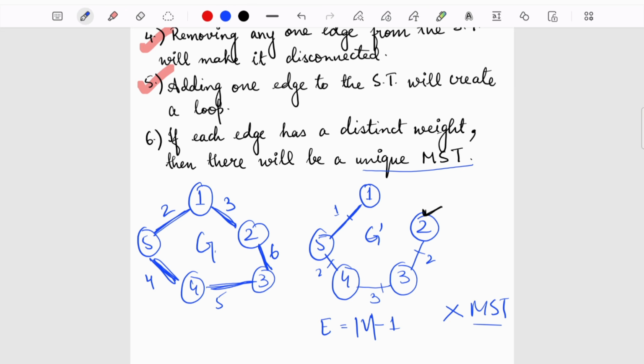In the next video, we'll look into the different types of algorithms to obtain a minimum spanning tree from a given graph. Thank you.